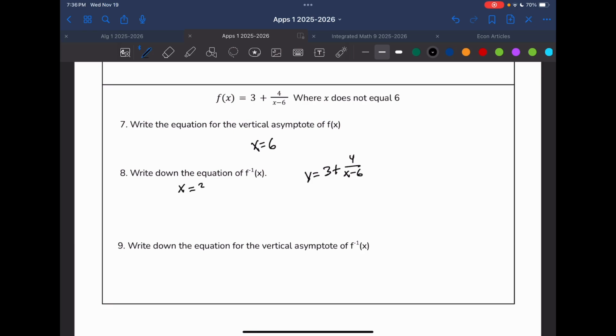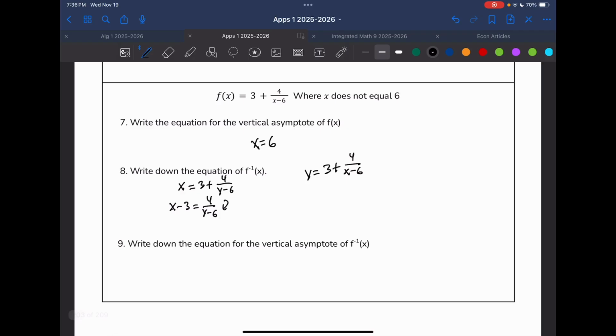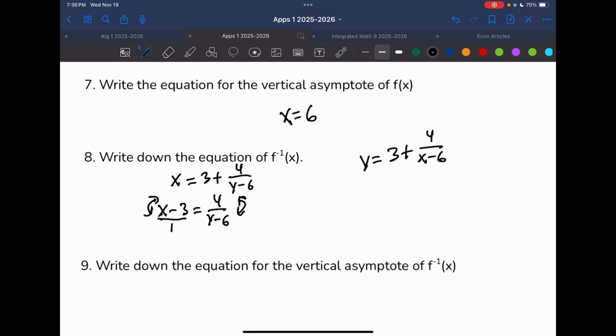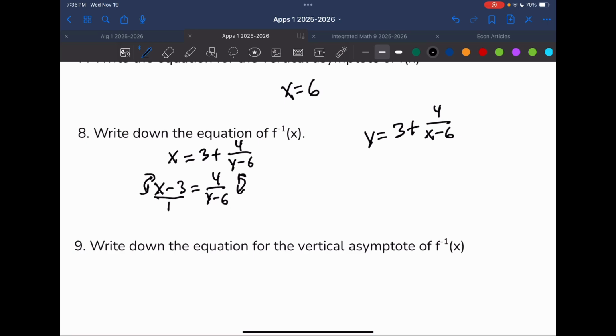That means x is equal to 3 plus 4 over y minus 6. Now I need to solve this for y. So I'm going to start by subtracting 3. I'm going to write x minus 3 is equal to 4 over y minus 6. And now I can take the reciprocal of both sides, right? Call this x minus 3 over 1, because we know we can put anything over 1, and then just literally flip both sides.